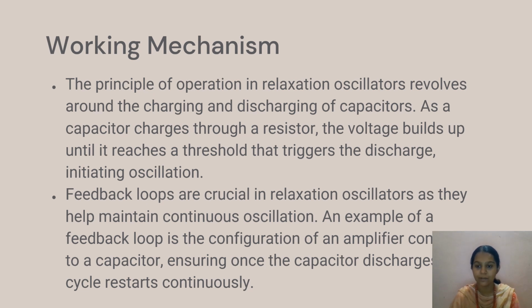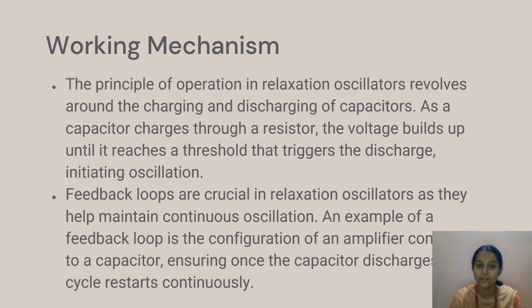As we have seen from the previous slides, we have been studying the charging and discharging of capacitors, which is the major thing in the relaxation oscillator. As a capacitor charges through a resistor, the voltage builds up until it reaches the threshold and triggers the discharge, initiating oscillation. So when it reaches a certain level, it triggers the discharge, then the oscillation starts in the waveform at the output signal.